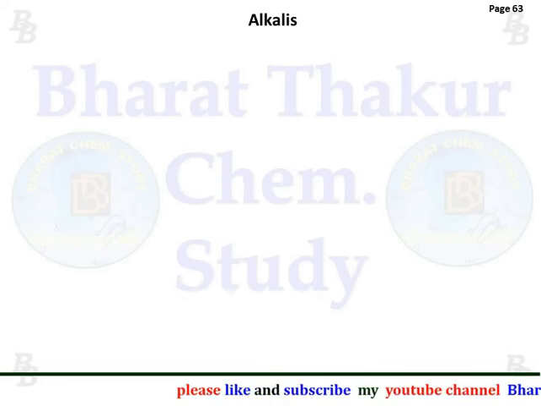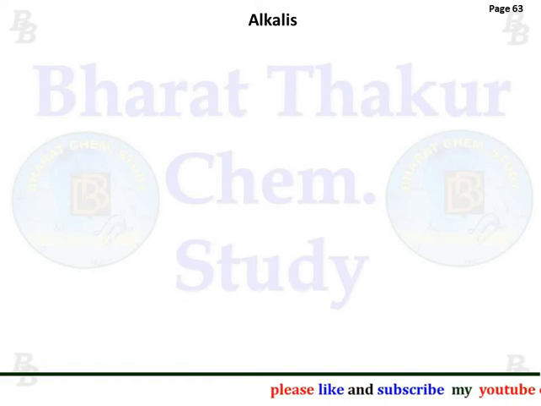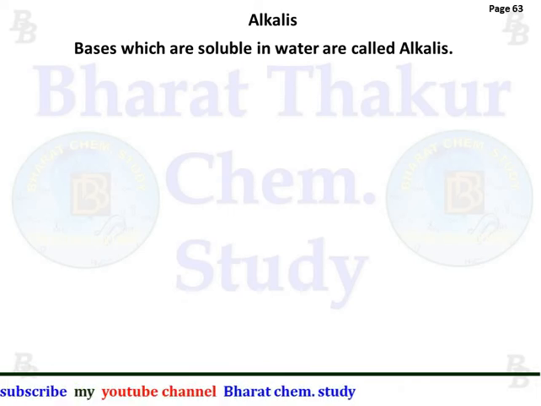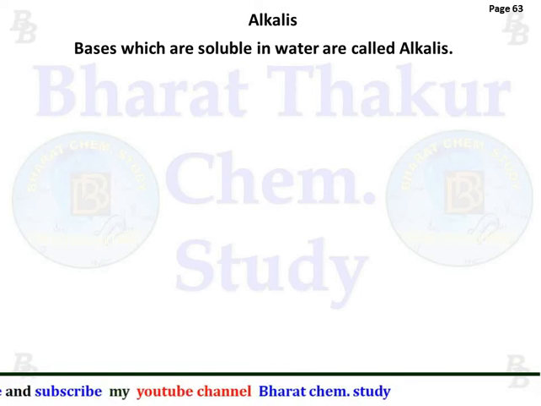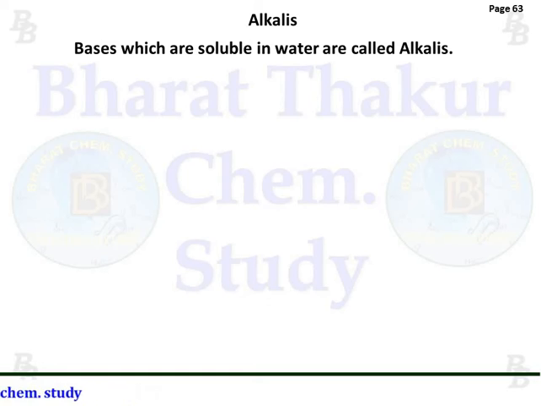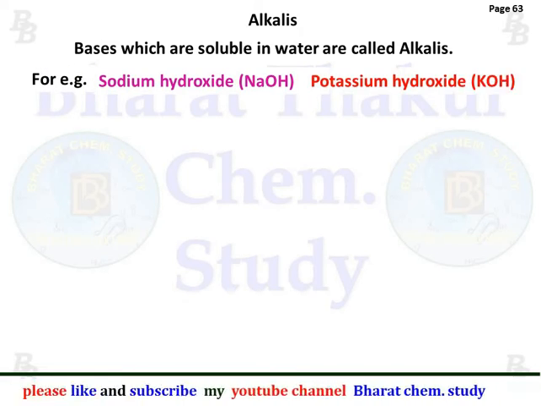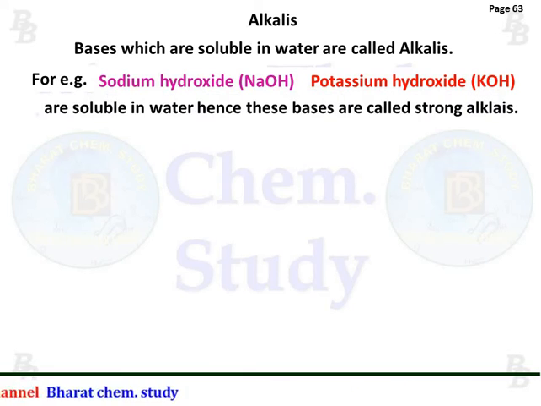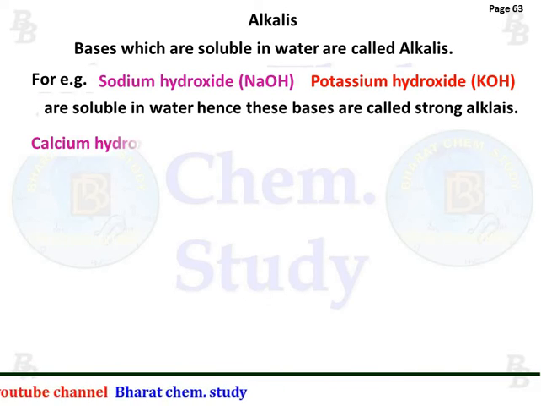Now, alkalis. One more word, alkali, is used in the case of bases, but alkalis are quite different from bases. Let's understand it in the definition. Bases which are soluble in water are called alkalis. So only those bases, metal oxides or metal hydroxides, which are soluble in water are called alkalis. For example, sodium hydroxide NaOH and potassium hydroxide KOH are soluble in water, so they are called bases as well as alkalis.